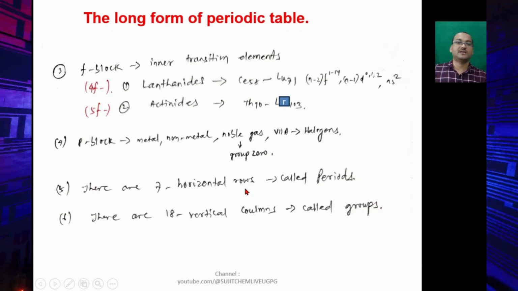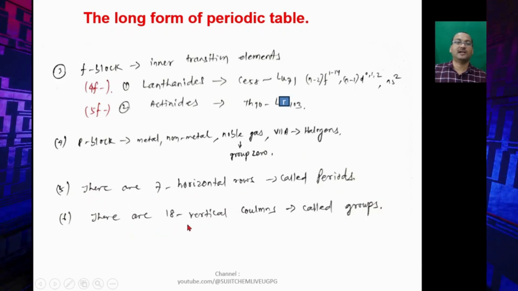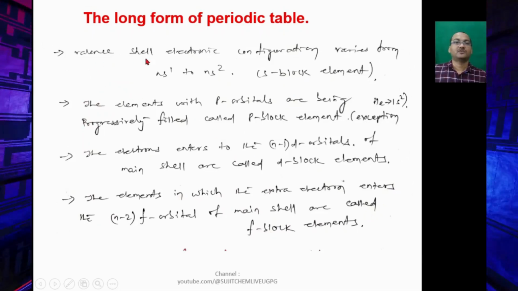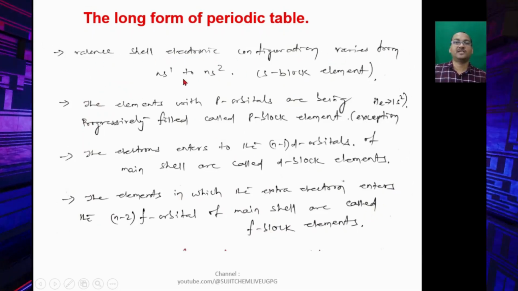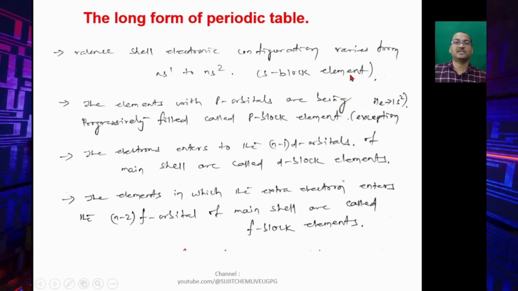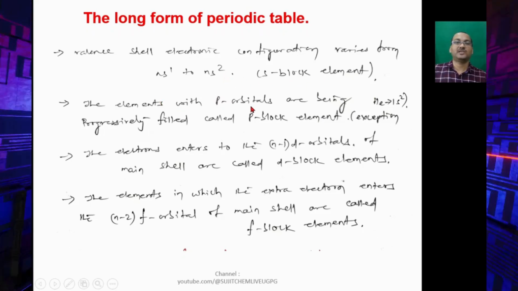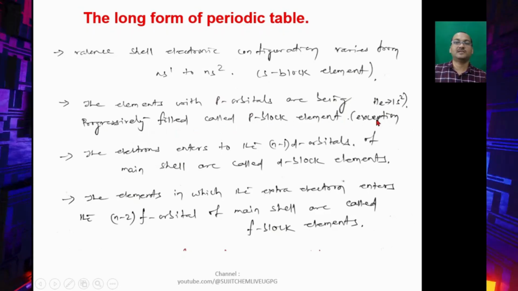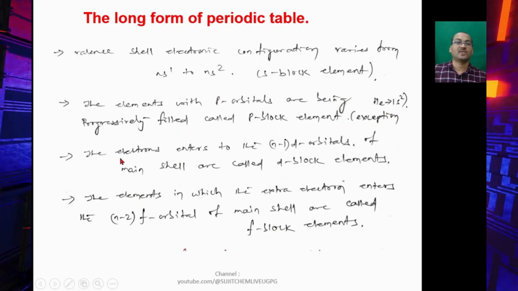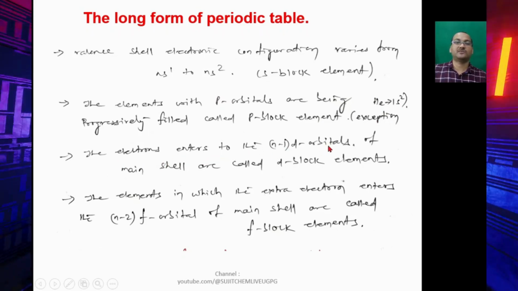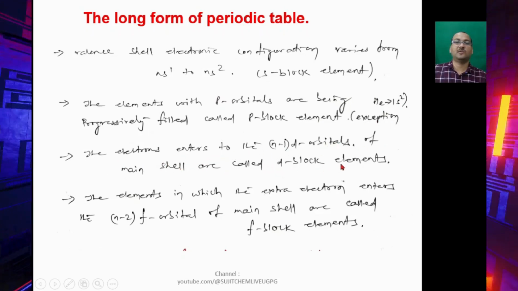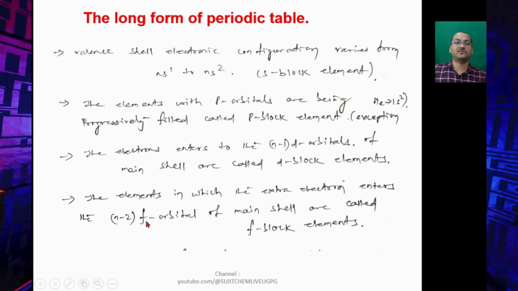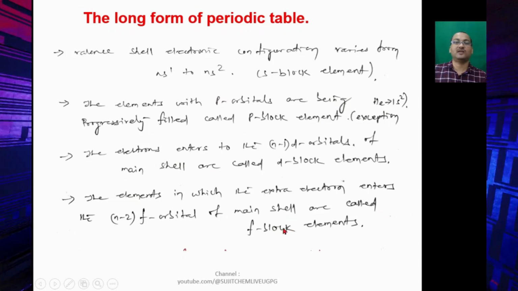There are 7 horizontal rows called periods, and 18 vertical columns called groups. The valence shell electronic configuration varying from ns1 to ns2 is called s block elements, and the elements with p orbitals progressively filled are called p block elements. The exception is helium, 1s2. Elements in which the electron enters the (n-1) d orbital of the main shell are called d block elements, and elements in which the extra electron enters the (n-2) f orbital of the main shell are called f block elements.